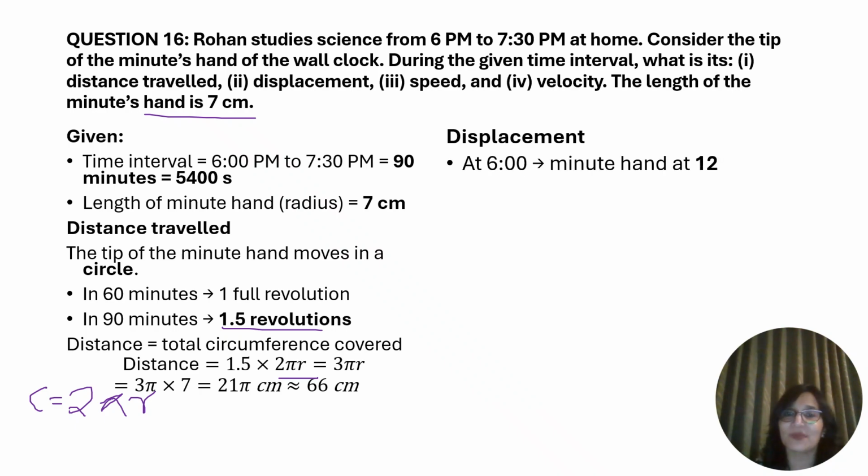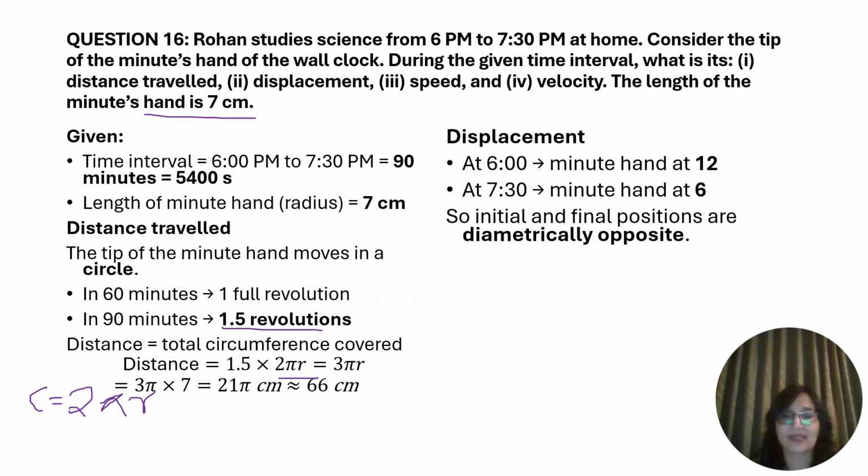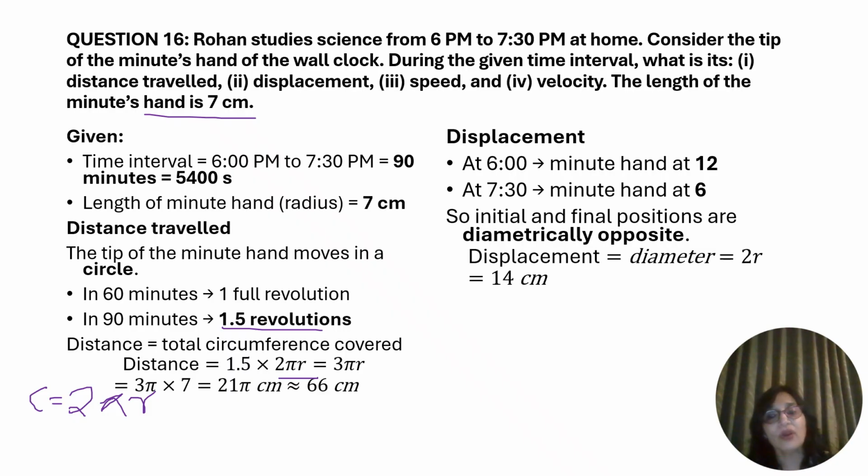Second is the displacement. Now at 6, the minute hand is where? I think we all know how to read the time. So it is at 12. At 7:30, the minute hand is at 6. So the initial and final positions are diametrically opposite. At 6, the minute hand is at 12, and at 7:30, the minute hand is at 6. So diametrically, they both are opposite.